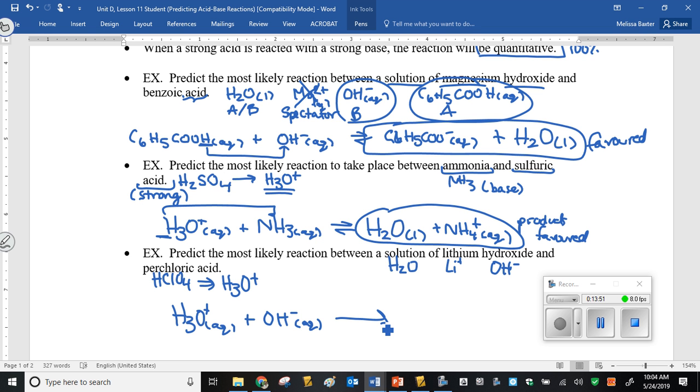Now, can somebody tell me what my products are going to be here? I'm going to transfer a proton from my acid to my base. Water and water. So when I transfer that proton, I'm going to have H2O and H2O. Now you could simply write 2H2O and not write the second one there. But when you have a strong acid reacting with a strong base, water should be your product. That's what should happen.